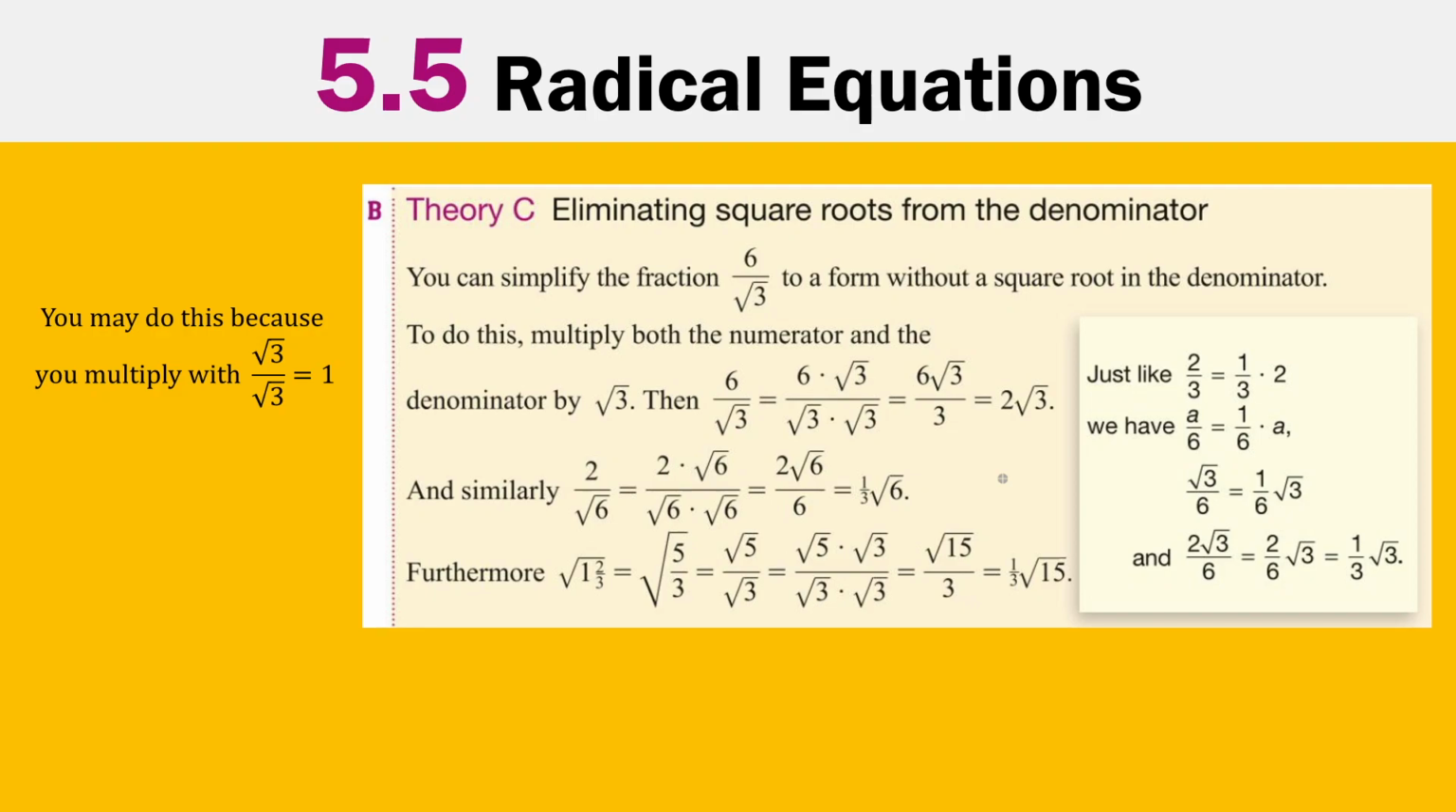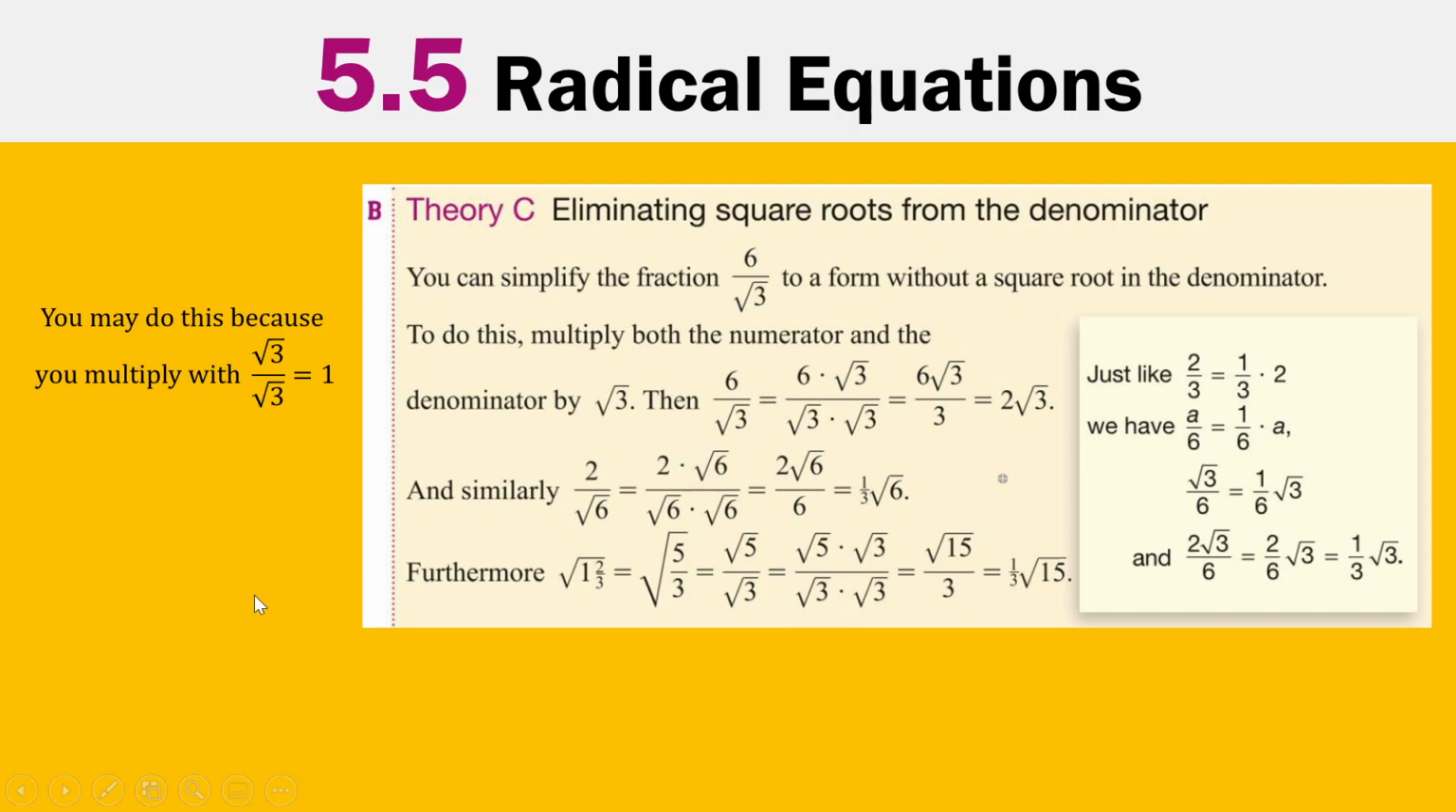Ladies and gents, this is it, the last theory part of chapter 5, radical equations. We're going to take a look at theory C, and it's all about eliminating square roots from fractions. They say denominators, we also want them out of the numerator if we can. That most of the time is a bit easier. So that's why they say denominator, because that needs a bit more work.